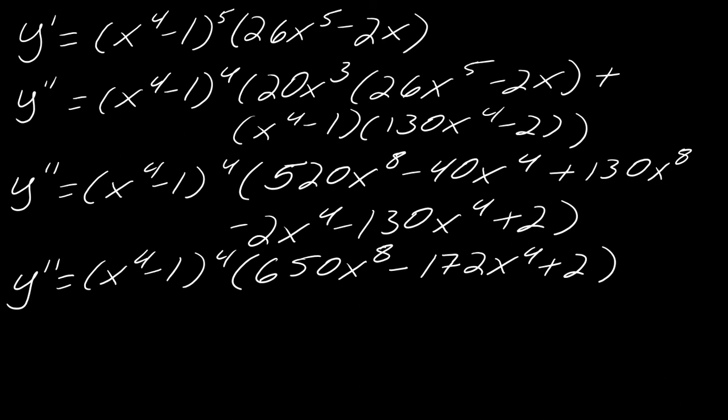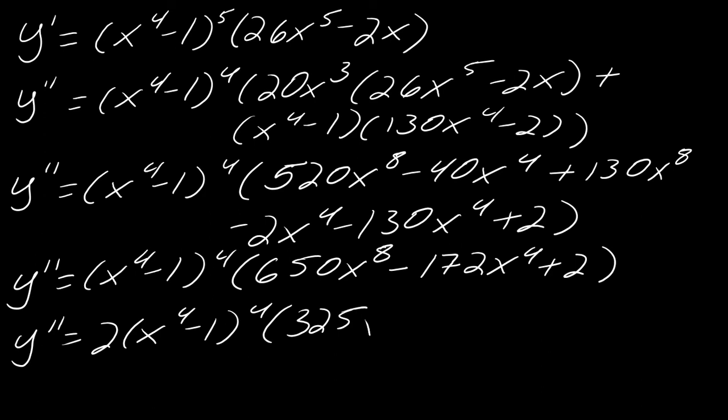Okay, now if you really wanted to go factor crazy here, we could technically factor 2 out of this. So let's just factor out 2. So then I'm left with 325x^8 - 86x^4 + 1. Oops, sorry, I meant to divide. 86 plus 1. Okay, so there is a fully simplified answer. So it's a lot of work from an algebra perspective.